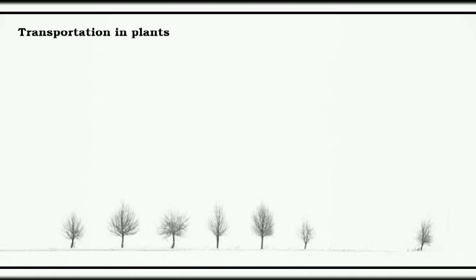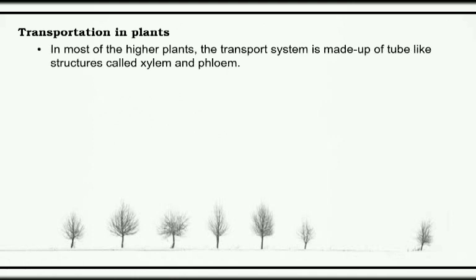So this process is called translocation. Be reminded, this process is called translocation, when particles move to different parts of the plant with the help of phloem. Now see, in most of the higher plants the transport system is made up of tube-like structures, that is xylem and phloem. Xylem and phloem are combined together and called a vascular bundle. In that vascular bundle, one more thing is the cambium ring.